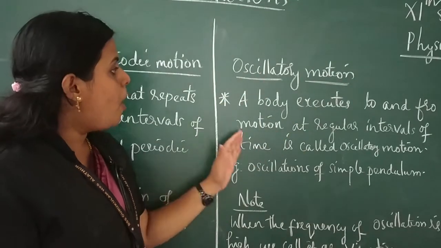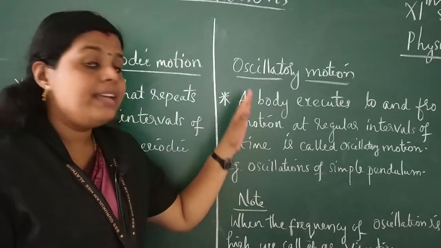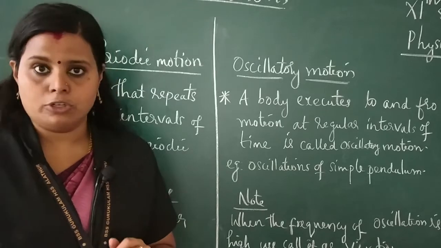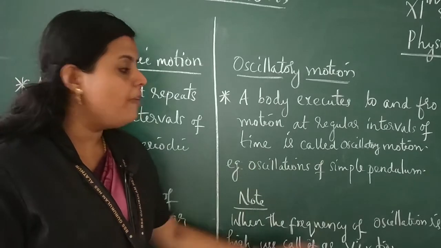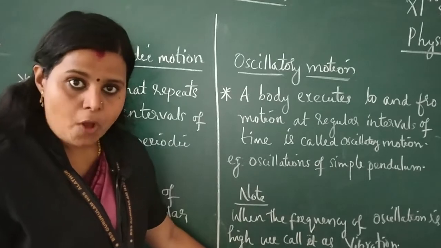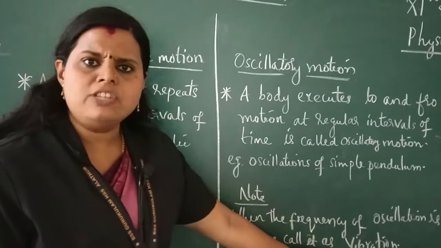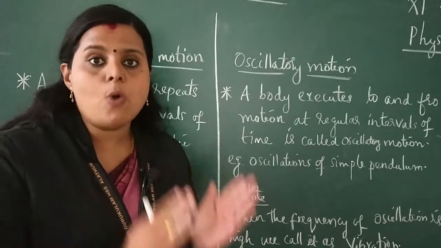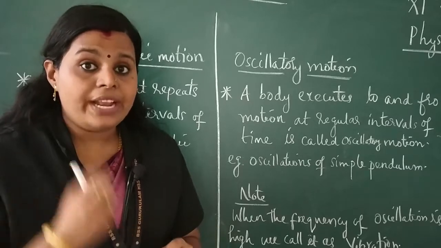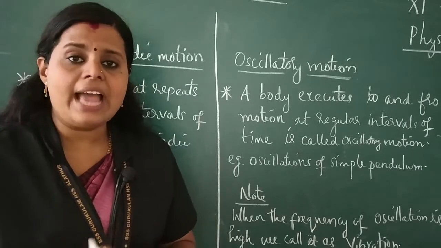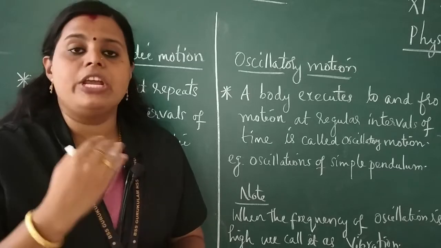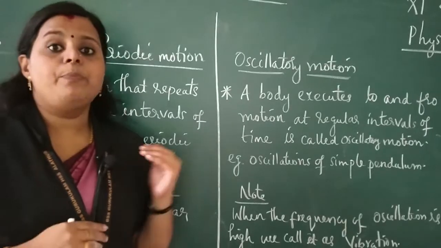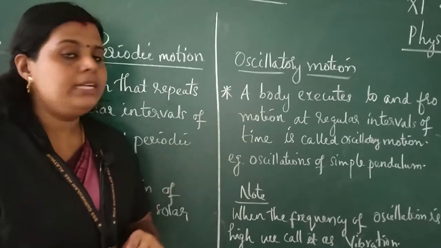Oscillatory motion. A body executes to and fro motion at regular intervals of time is called oscillatory motion or vibratory motion. See, for example, oscillations of simple pendulum. Now, here is an important point to note, that is when the frequency of oscillation is very high, then we call it as vibration. So, this is the difference between oscillatory motion and vibratory motion. When the frequency of oscillation is very high, then we call it as vibratory motion. Frequency kuravanenkil, then it is oscillatory motion. Clear? So, that is the difference between periodic motion and oscillatory motion. Hope you understood the difference.